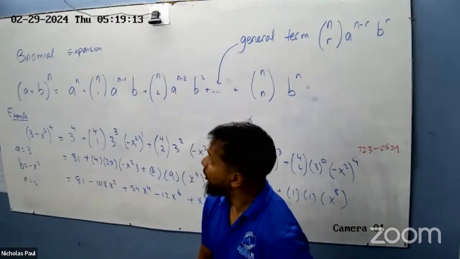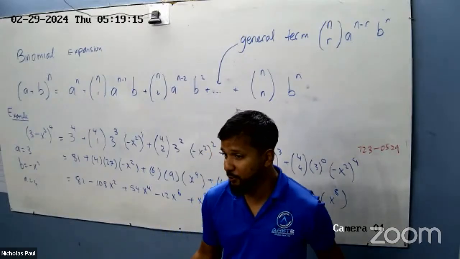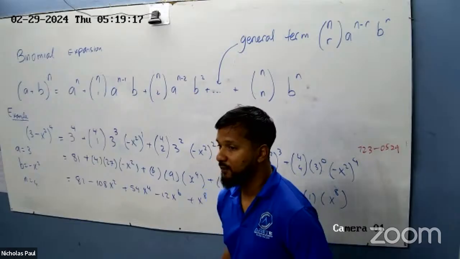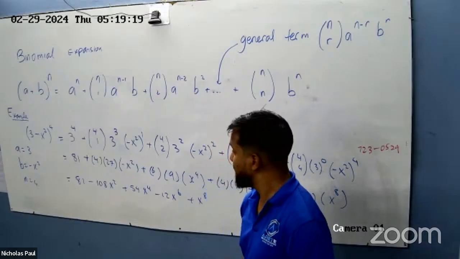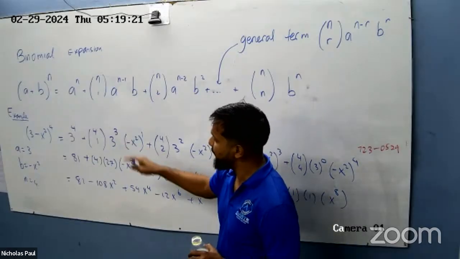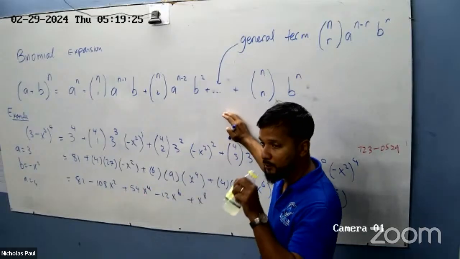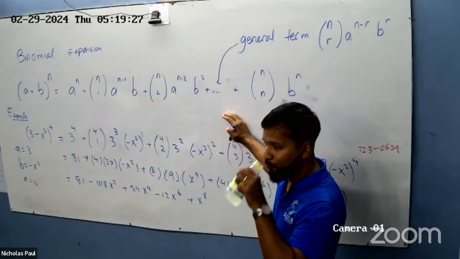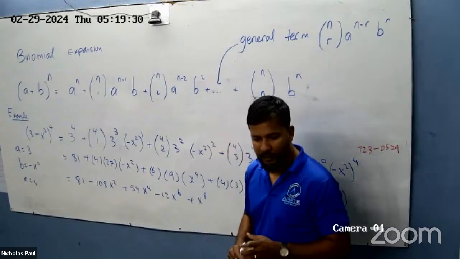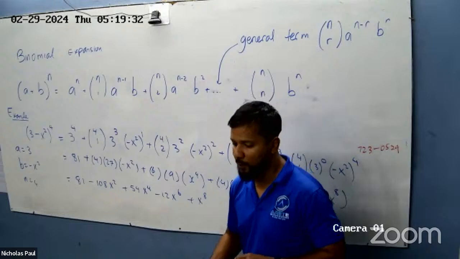Right, before I move on, any questions? William, you can do this. Remember this? All you have to do is figure out a, b, and n, and you can use this formula when n is a whole number, right? I'll show you what to do if n is not a whole number.